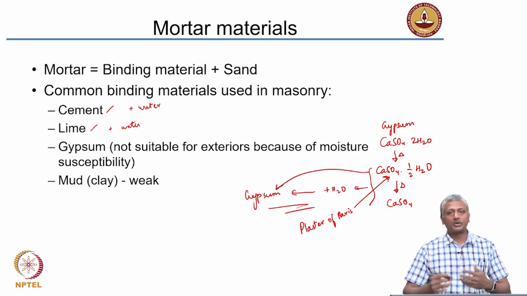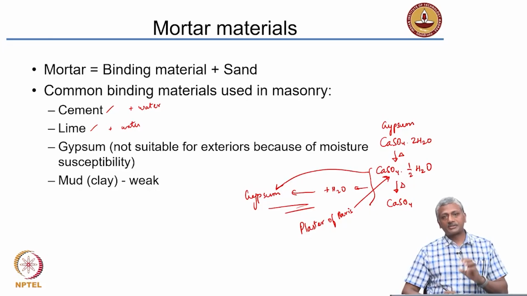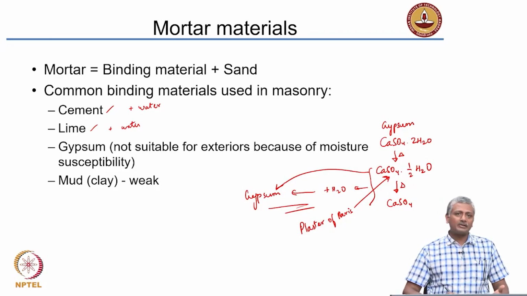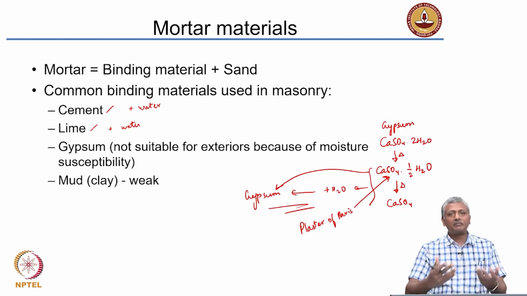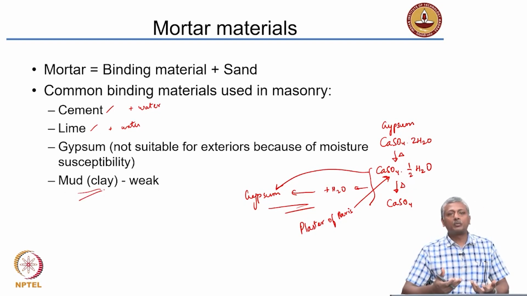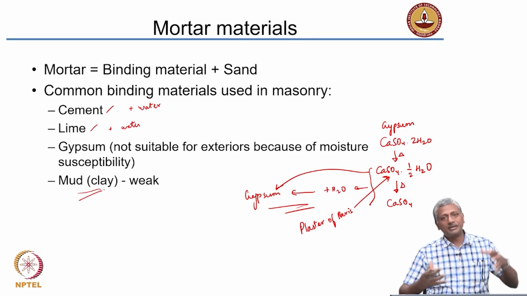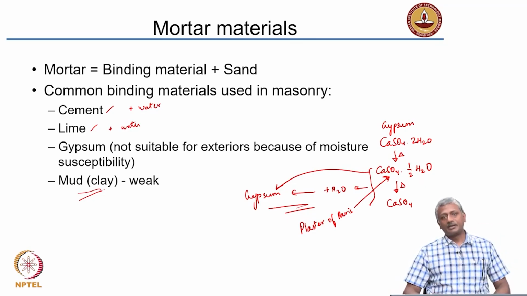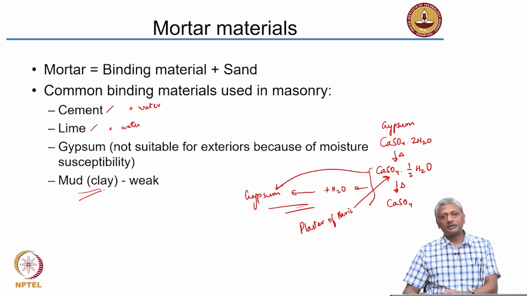Okay, plaster of Paris plus water gives you gypsum. Again, it is not suitable for exteriors because of moisture susceptibility. Another common material that you find in rural areas is simply the mud that they find from the soil or the clay, right? They mix it, mold it with water, make it into plastic stage and bind the blocks with that. Now, it's efficient and it's also good sustainability wise because they are using a locally available material, right?